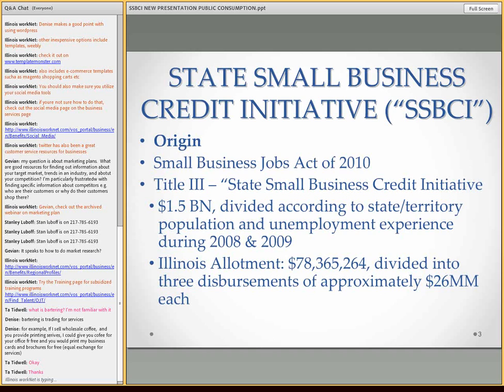Title II involved tax and accounting benefits for small businesses. Title IV involved investments by the U.S. Treasury into community banks, especially in preferred shares, to encourage those banks to make loans to small businesses. However, we're dealing with Title III, the State Small Business Credit Initiative. What Congress did was they took $1.5 billion and they divided it up among the states based on the population of that state and the unemployment experience that that state encountered during 2008 and 2009.